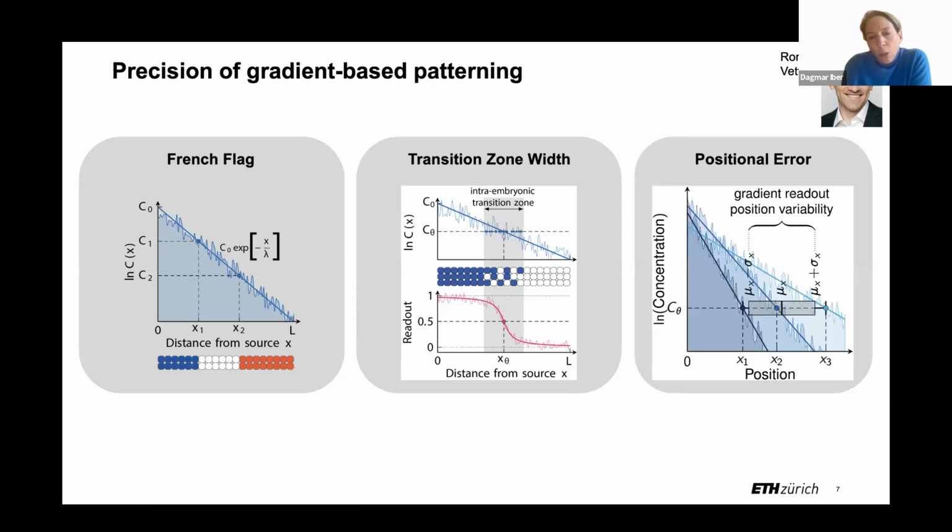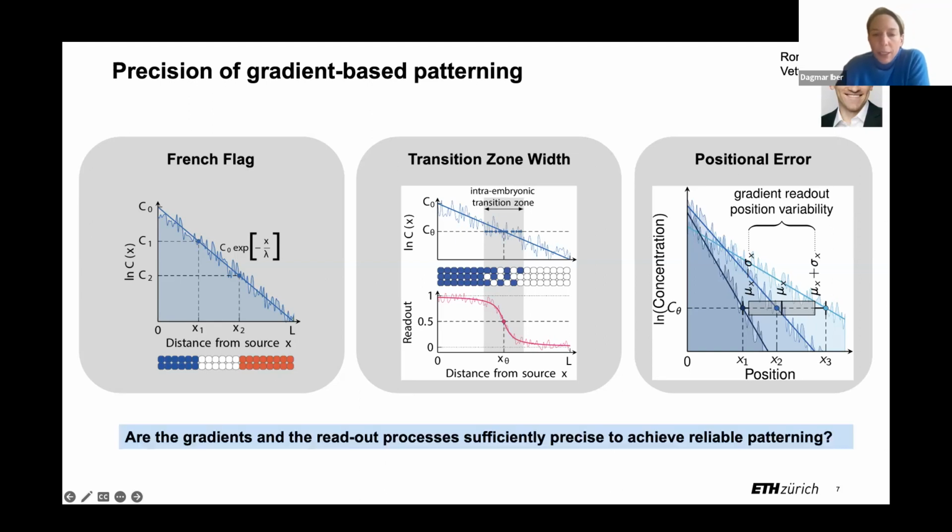And the second form of precision, which we also refer to as positional error, is the differences between individual embryos. And so that means if you have small differences here in those gradients, then these concentration thresholds will occur at slightly different positions within the domain. And that's going to lead to shifts between embryos, and that's the positional error that we're interested in. And now the question is whether these chemical gradients can be sufficiently precise to provide reliable information during development.